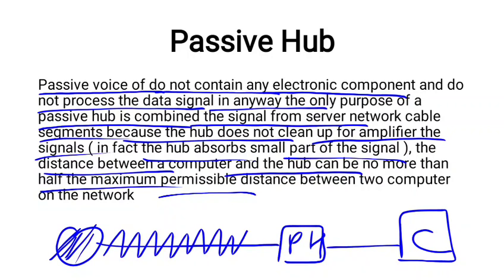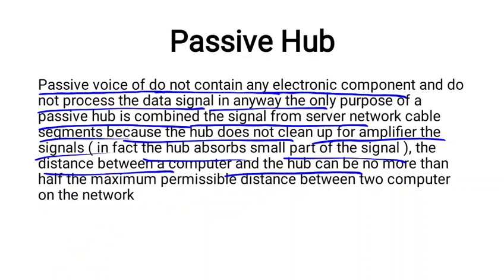If any type of virus is present in this signal, this passive hub will transfer that signal as it is to the computer system. If any type of virus comes from the server, it will never amplify that virus file. It will provide that file with the virus as it is to the computer system. It means our computer system comes into contact with the virus and our computer system will get destroyed. Is that clear? So you have to just remember that point.